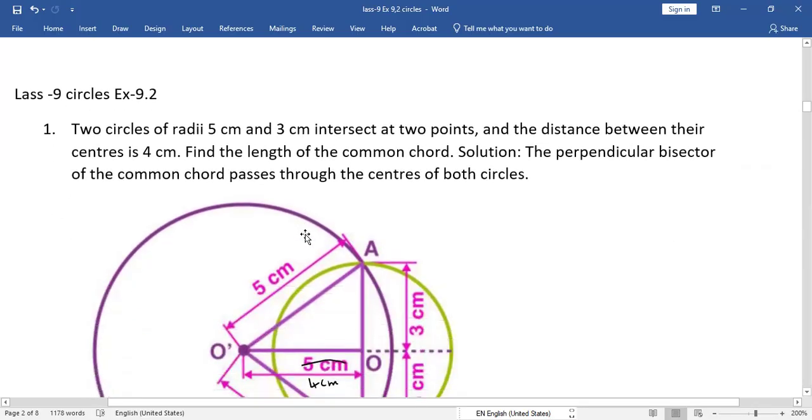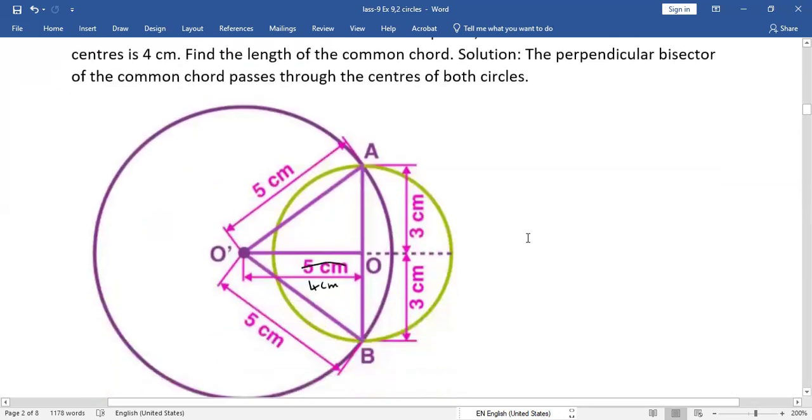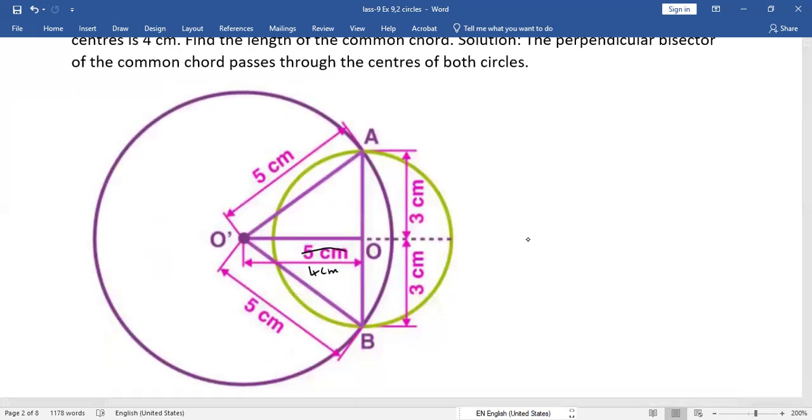The figure is not given in your textbook. Two circles of radii 5 centimeter and 3 centimeter intersect at 2 points. You can see two circles intersecting at two points, A and B.